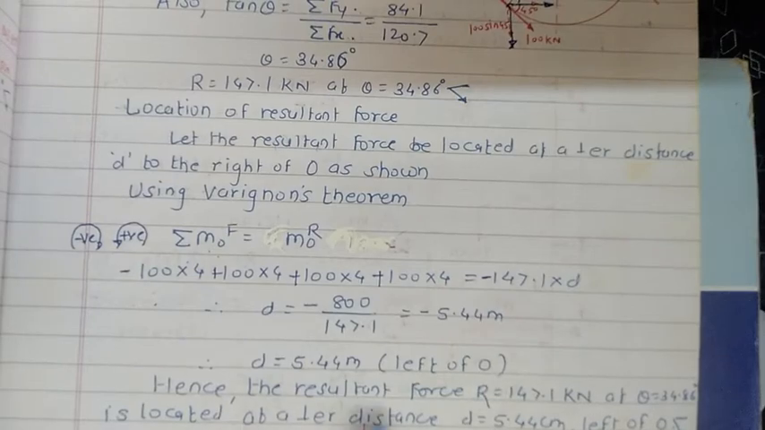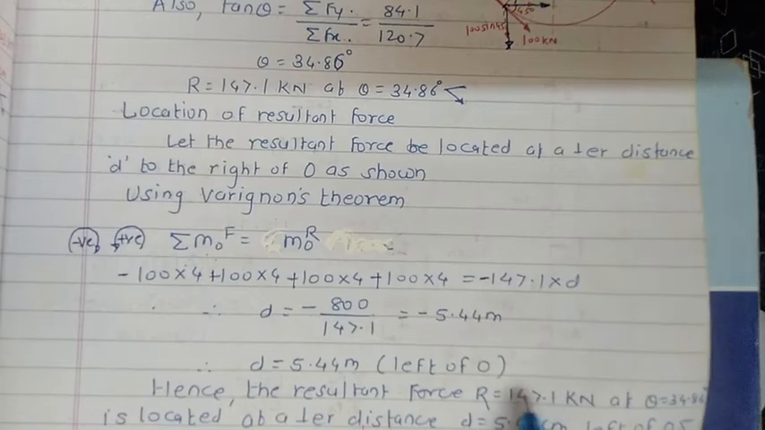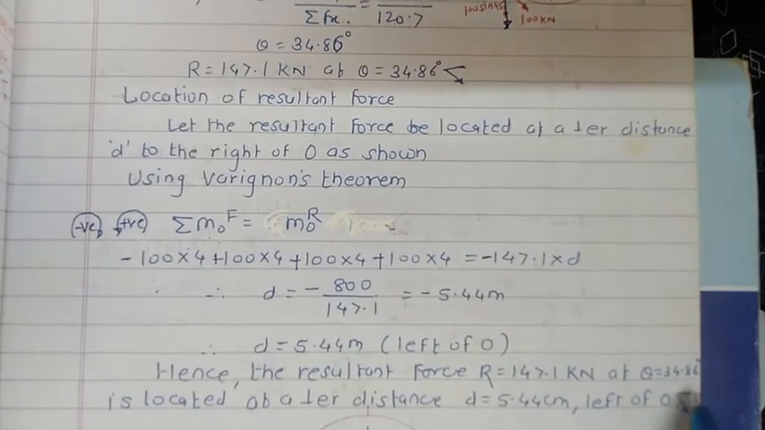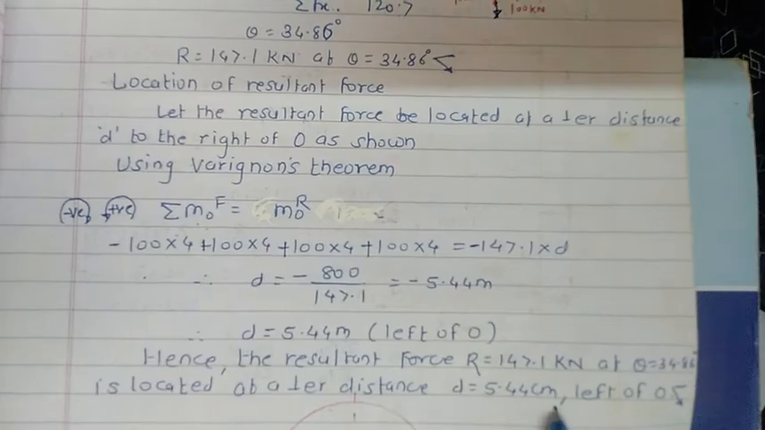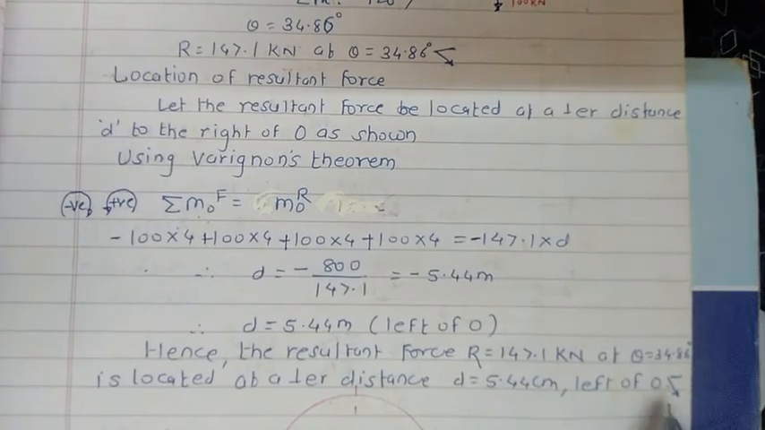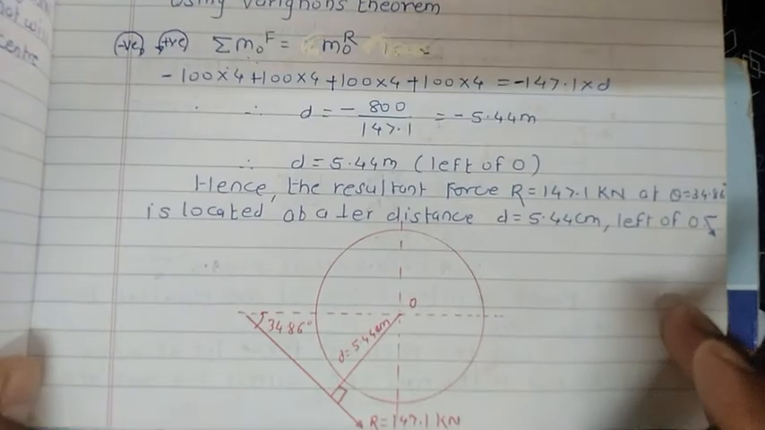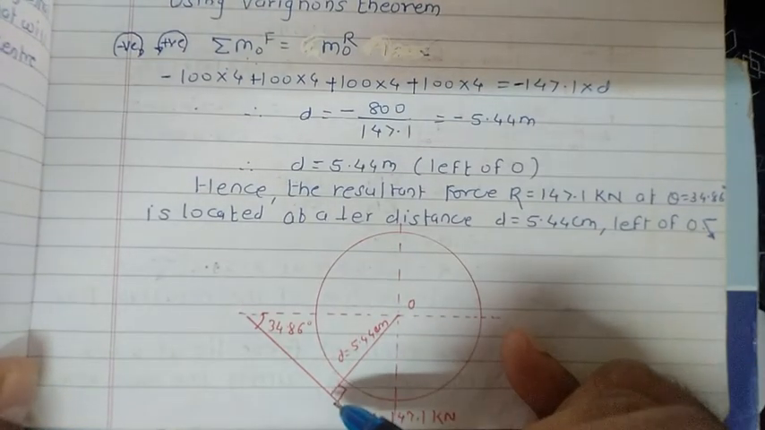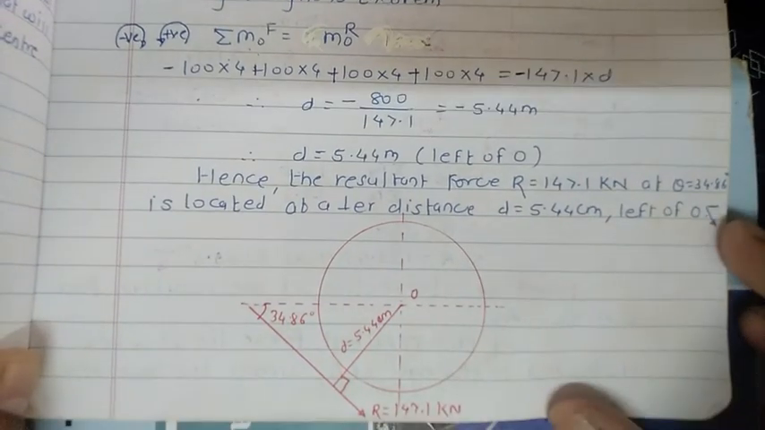Hence the resultant force R equals 147.1 Newton at theta equals 34.86 degree is located at a perpendicular distance d equals 5.44 centimeter left of O. Left of O means you can show the same force on the left side of point O instead of the right side. I hope this problem is clear to you.